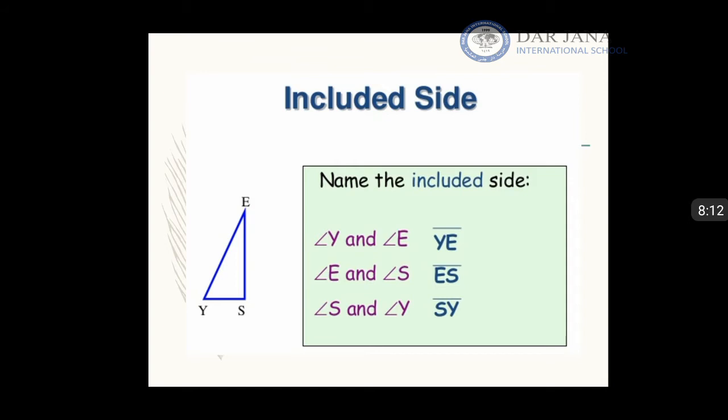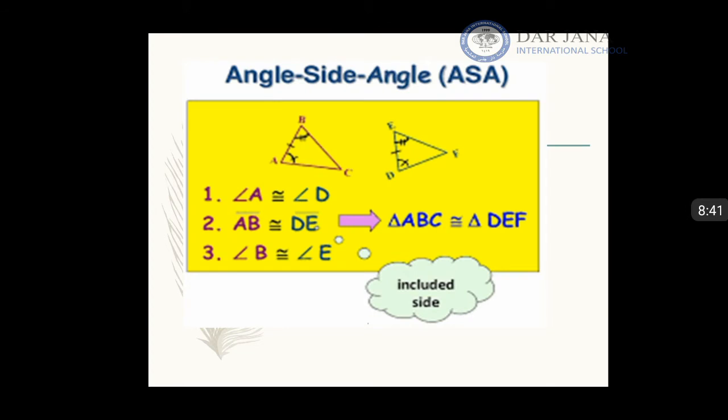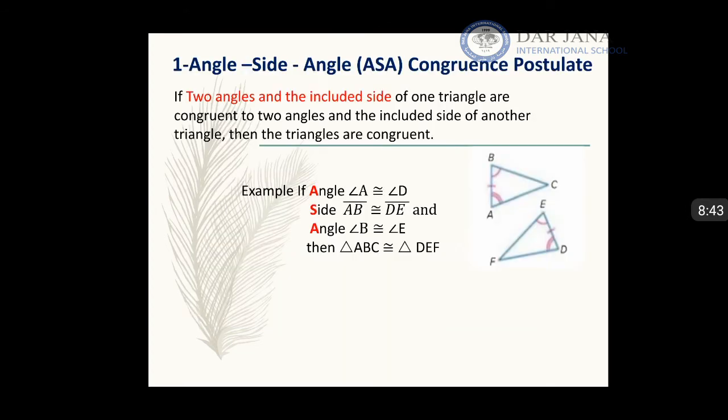For angle E and angle S, the included side is the side ES. For the two consecutive angles, angle S and angle Y, the included side is SY. So let's move and be introduced to the first postulate in this lesson, which is angle, side, angle postulate.